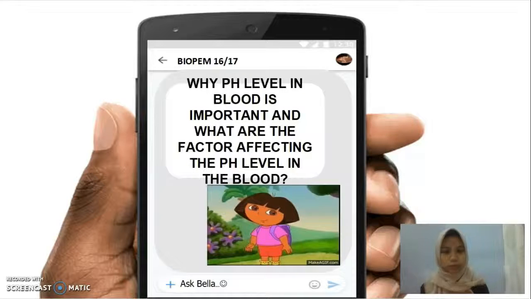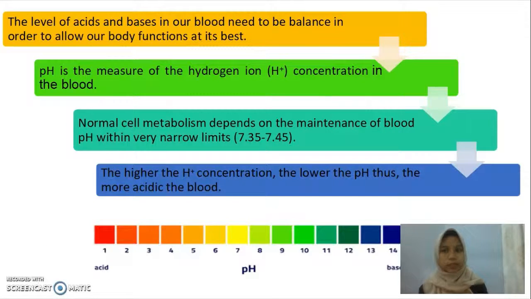Okay, the next question is why pH levels in blood are important and what are the factors affecting the pH level in blood. So basically, the level of acid and base in our blood needs to be balanced in order to allow our body to function at its best. So pH is one of the factors that influence the loading and unloading of oxygen.